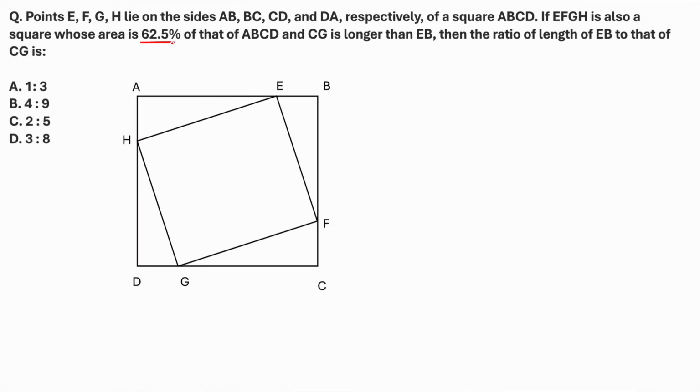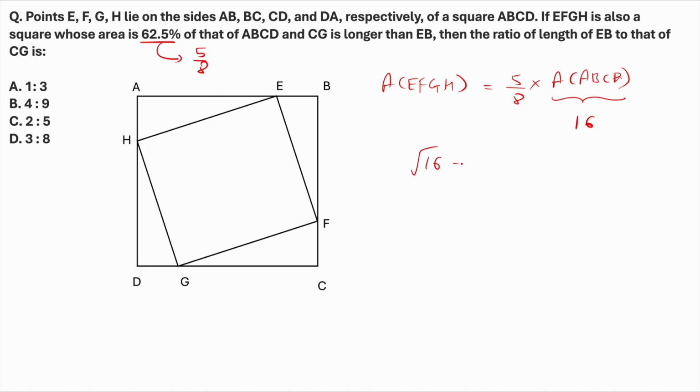First things first, 62.5% as a fraction is 5 by 8. So basically, area of the square EFGH is 5 by 8 the area of the big square ABCD. Right? So many people assume the area of ABCD as x or some multiple of 8 to solve the question. A much better way will be to assume the value of area of ABCD as 16, because that will help you to find the side of the square also very easily. So I'm assuming the area of square ABCD as 16. In that case, the side of the square will become root 16 and that should be equal to 4. So every side of this square is worth 4 centimeters or 4 units.